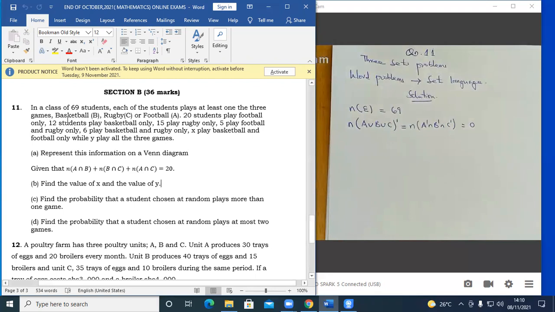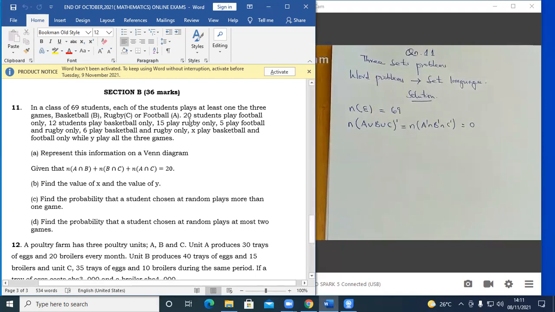And what are these 3 games? We have basket, which they have used letter B. We have rugby, which they have used letter C. Then football, which they have used letter A to represent them. So tomorrow they may give you a question which is general. They may not define which letter to use. So it's incumbent upon you to pick which letter to use to represent a given set of values.